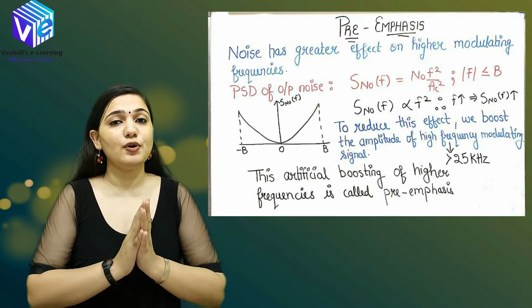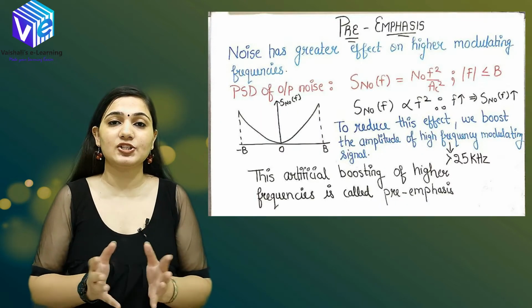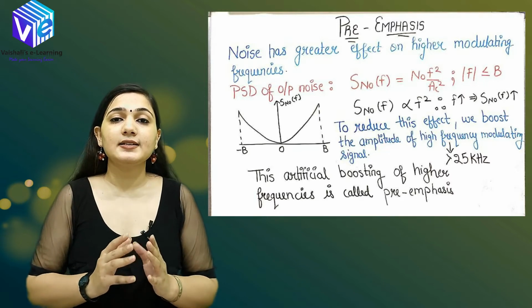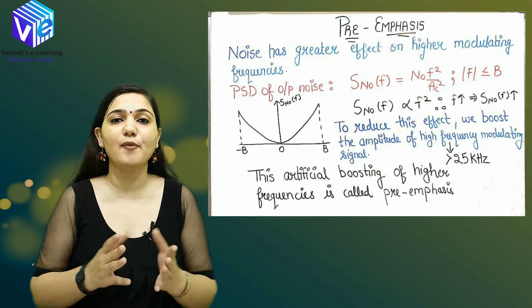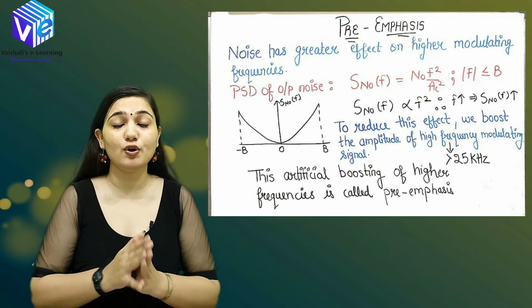But before watching this video, I recommend you to watch my previous video where I discussed the figure of merit in the case of FM receivers, because there I discussed the power spectral density of output noise, and pre-emphasis is related to the power spectral density of output noise. If you remember my previous lecture, I derived its formula. I hope you have seen this video.